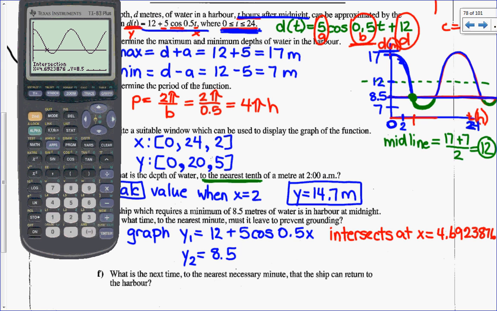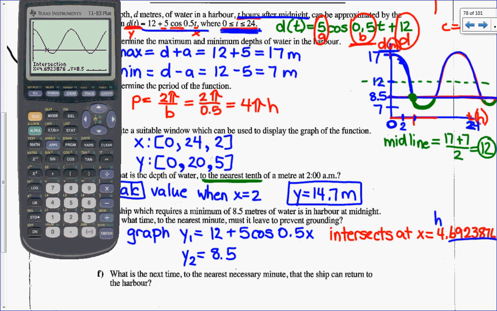Okay, now let's think about that for a minute. What does that really mean? If my x value is 4.69 and so on, what does that really mean? It means 4 hours after midnight and a decimal of another hour, like 0.6923876 of another whole hour, okay?